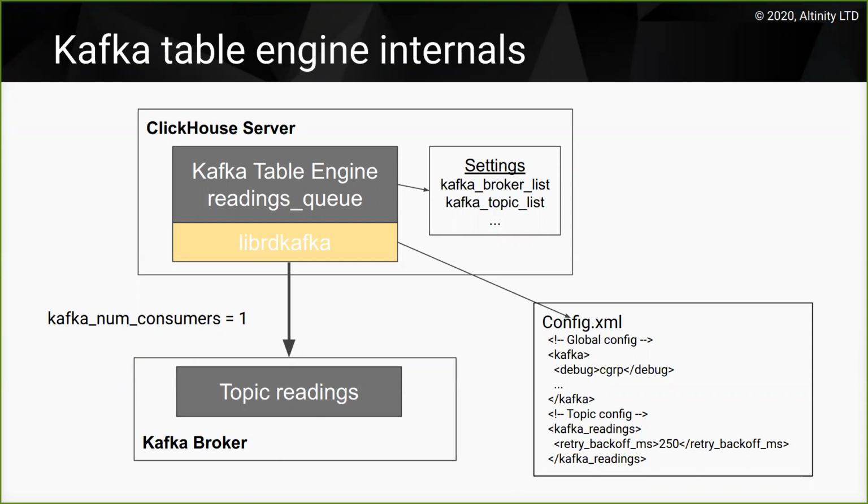When you create a table, as Robert showed in his sample, you provide some basic settings inside the create table statement. But besides that, there are also more advanced settings you can reach through config XML. For example, you can enable debugging for Kafka by putting debug all inside the Kafka section in XML. Yeah, so that is a very high level view of how it works.